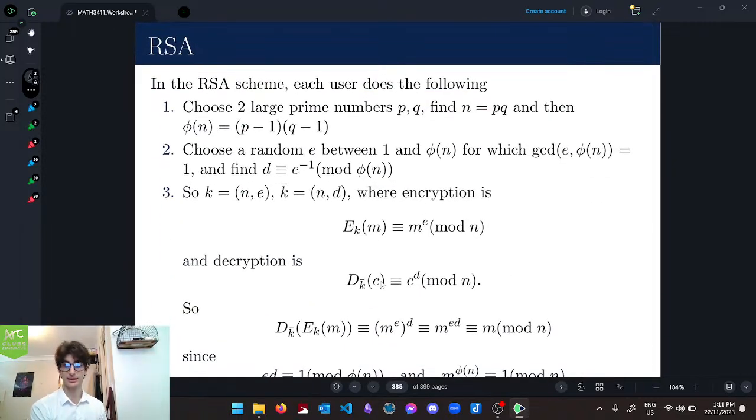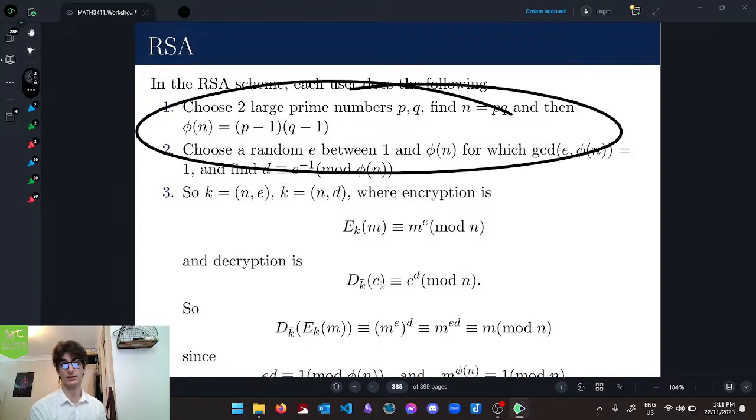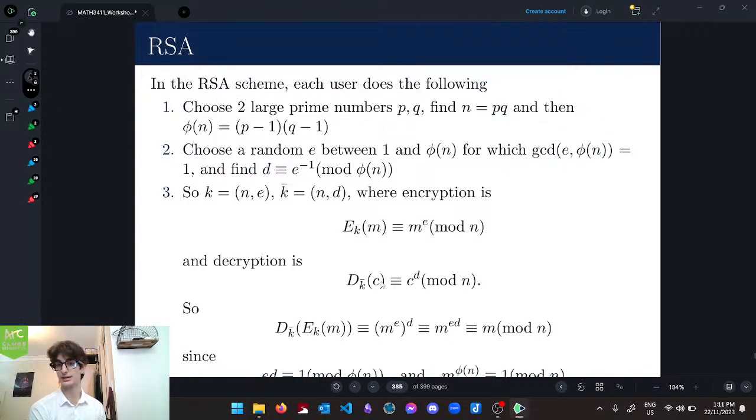In the RSA scheme, each user does the following. Choose two large prime numbers, p, q, and n, which is the product of those two, and then take phi of n to be p minus 1, q minus 1. Choose a random e, not our regular e, between 1 and phi of n, for which these two numbers, e and phi of n, are coprime. Their greatest common divisor is 1. And find d, which is the inverse of e mod phi of n.